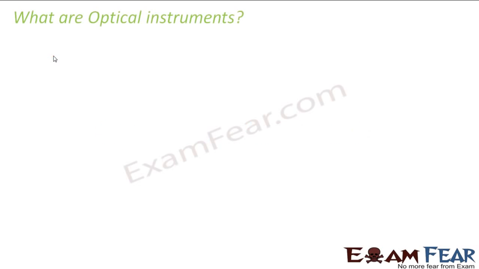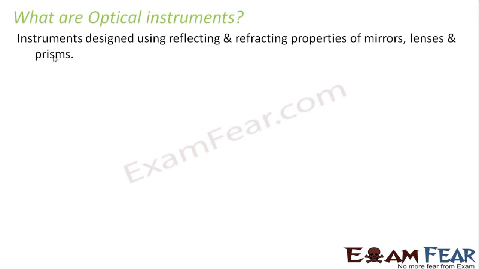So as I mentioned in the very first slide, some of the optical instruments are microscope, telescope and periscope, and many such other instruments are also there. So in this topic we will study some of the important optical instruments. So let us first see what optical instruments are: instruments designed using reflecting and refracting properties of mirrors, lenses and prisms.